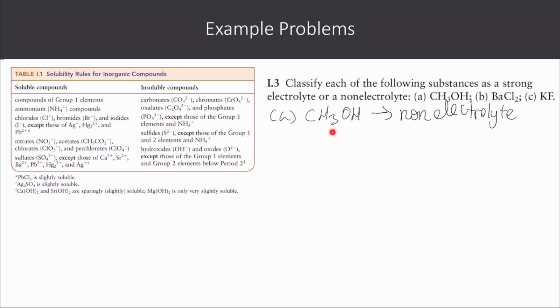So when this organic molecule is mixed with water, it will be homogeneous, but it will not conduct electricity because there is no ion dissociation. For B, we have barium chloride, and this is a metal with a non-metal, so this is an ionic compound that will decompose into barium 2+ and chloride minus. And let's put aqueous because this is in water.